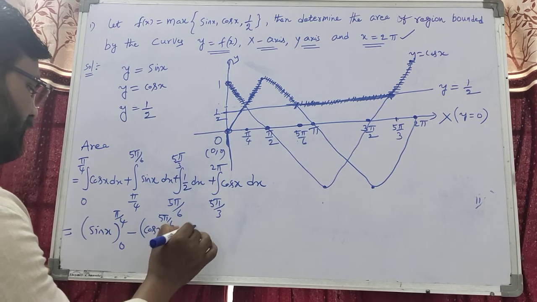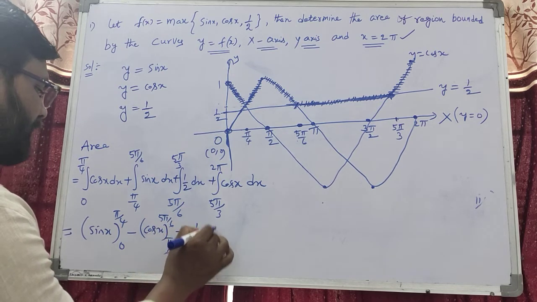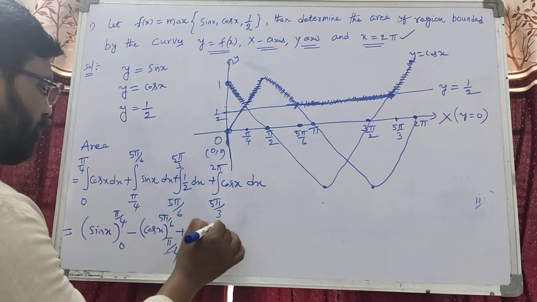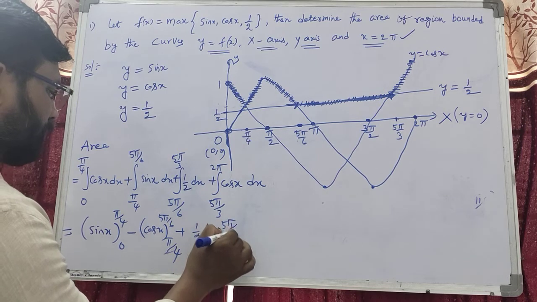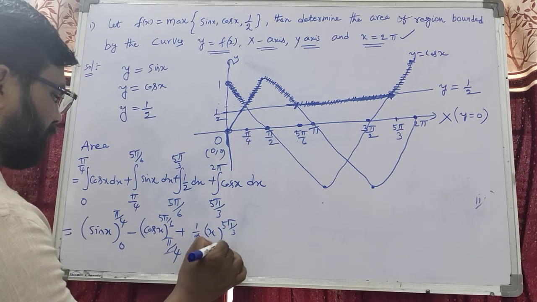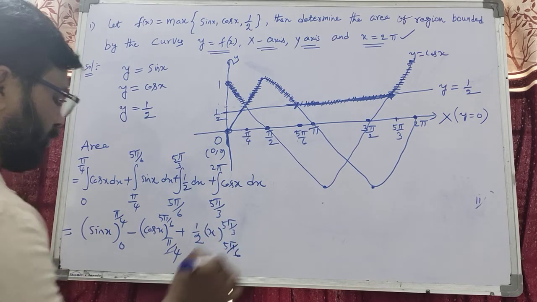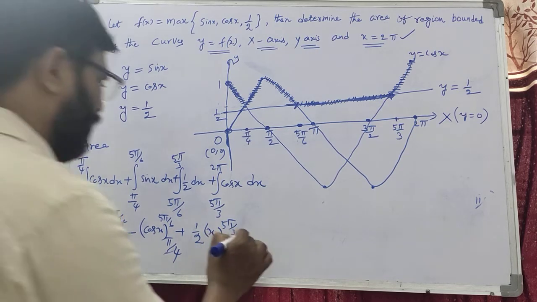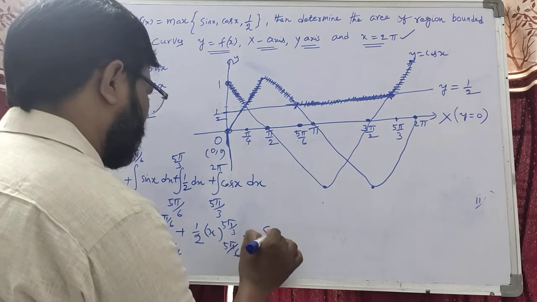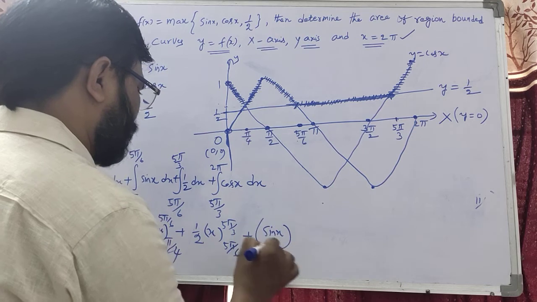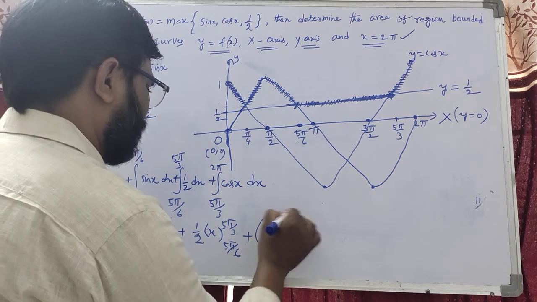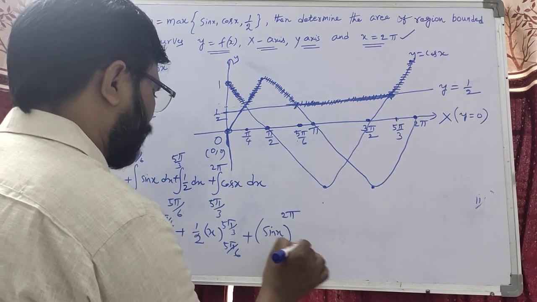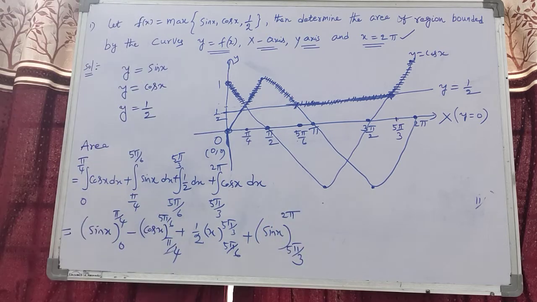Next one, the integral of 1/2 dx, with limits 5 pi/6 to 5 pi/3. Now the integral of cos x is again sin x, with limits 2 pi to 5 pi/3. Okay students, how can we apply this?